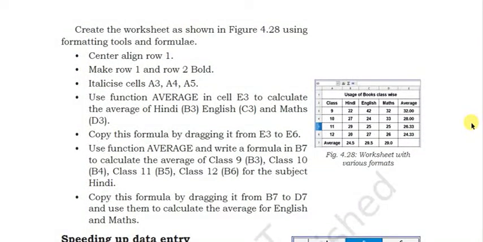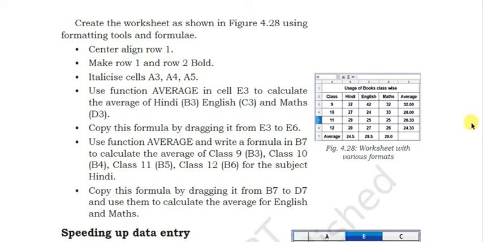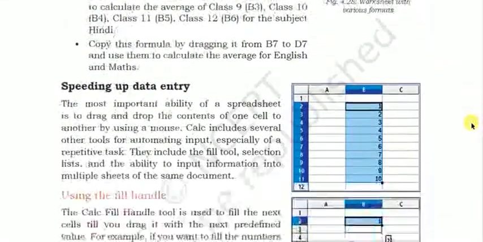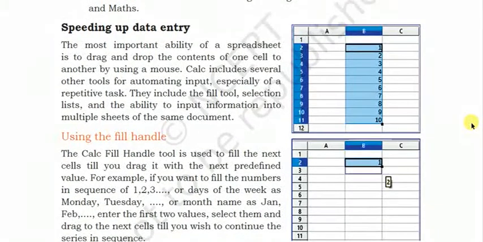Similarly, you can have bold, italic, underline. The shortcut keys are the same as they were in Writer software: Control B, Control I, Control U. Okay. Now, speeding up the data entry is a very useful function.